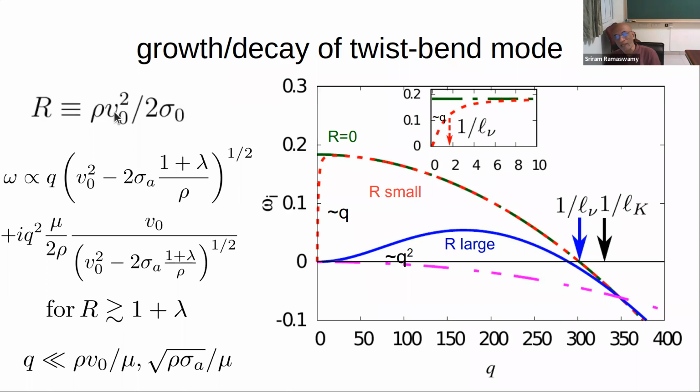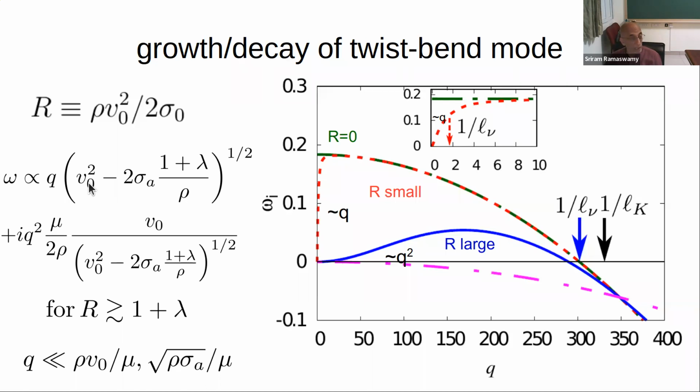You can also view it as a kind of ratio of the inertial stress due to swimming and the active stress. But I prefer to view it as a ratio of the motility speed squared divided by the invasion speed squared. Imagine studying this as a function of the swim speed, the motility speed V0. I find that if the swim speed is 0, omega goes as q times the square root of this guy. So if sigma A is positive, then omega has a positive imaginary part, and so you have an instability.